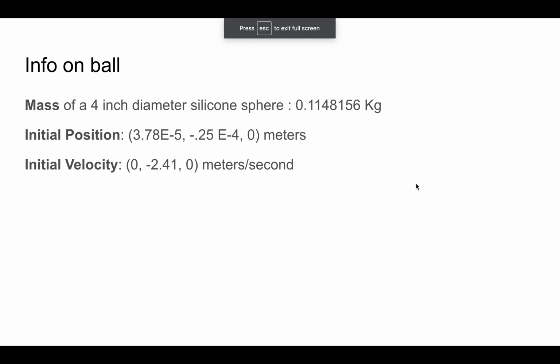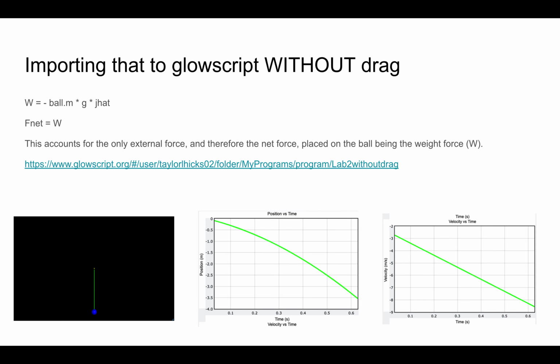So, more information on this ball after doing this in Tracker. The mass can be recorded as 0.1148 kilograms. The initial position is 3.78e-5 in the x position, negative 2.25e-4 in the y position, and 0 meters in the z position, and the initial velocity is 0 in the x, negative 2.41 in the y, and 0 in the z, in meters per second. I then took the data from the Tracker file and put it into a starter code for GlowScript to model this.